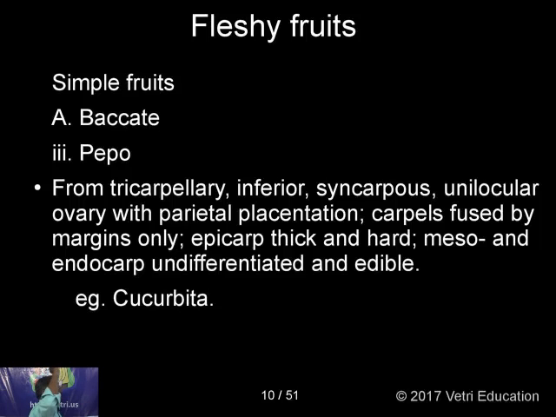And the next one is the pepo. It is from a tricarpellary, inferior ovary, unilocular, with parietal placentation, carpels fused by margins. The epicarp is thick and hard, and the meso and endocarp are undifferentiated and edible. You can find it in cucumbers. It is tricarpellary syncarpous, and another important thing is the unilocular ovary with parietal placentation. The outer epicarp is very thick and hard, and the meso and endocarps are edible.